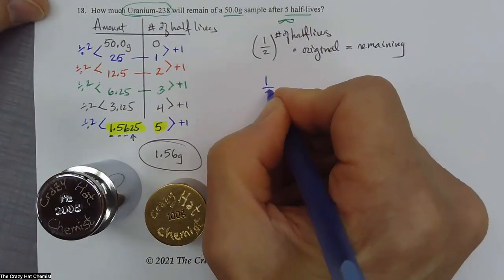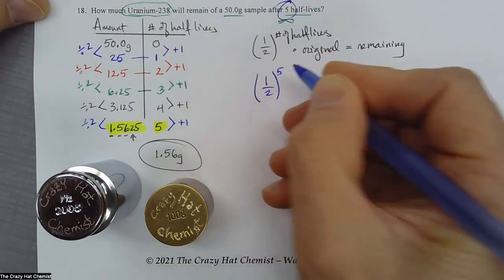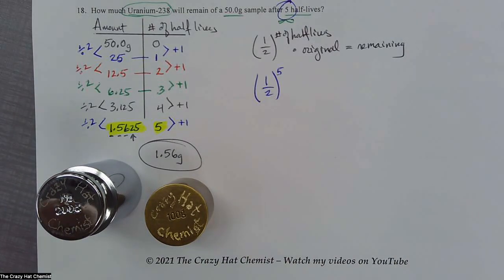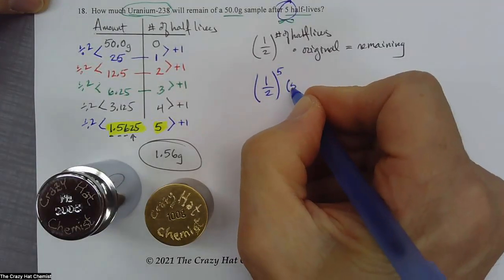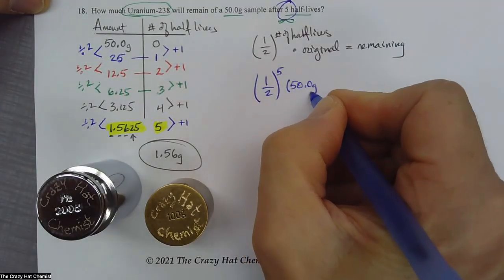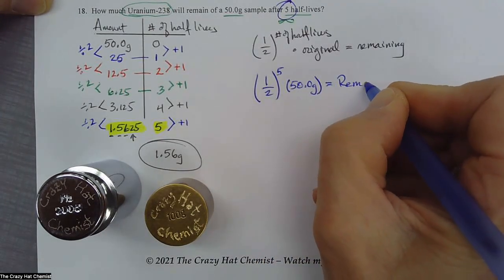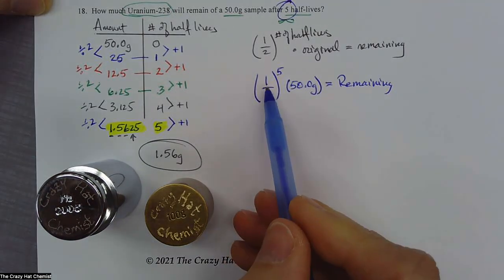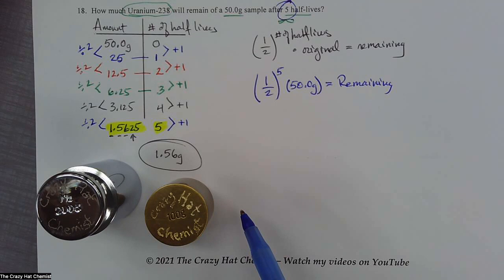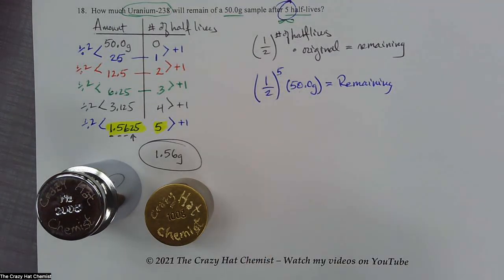So this 1/2 is a constant. The number of half-lives is 5. Remember, that's a counting number, so it's actually an infinite number of significant figures. The original amount is the 50.0 grams, and we're solving for the amount remaining. So it's really simple here. We're going to take 1/2 on our calculator. That's actually 0.5. We're going to take that to the power of 5. We're going to multiply that by 50.